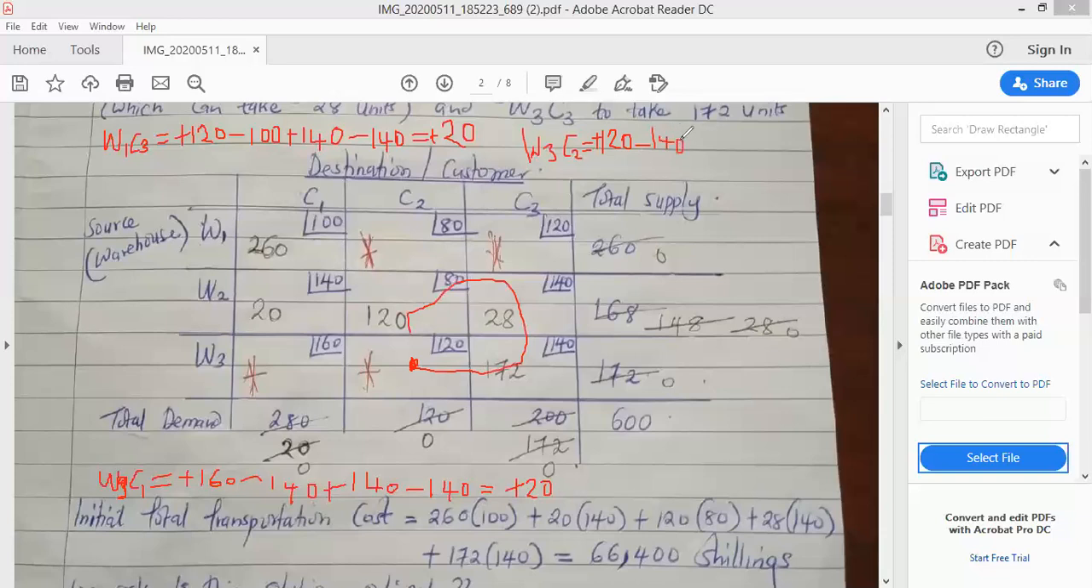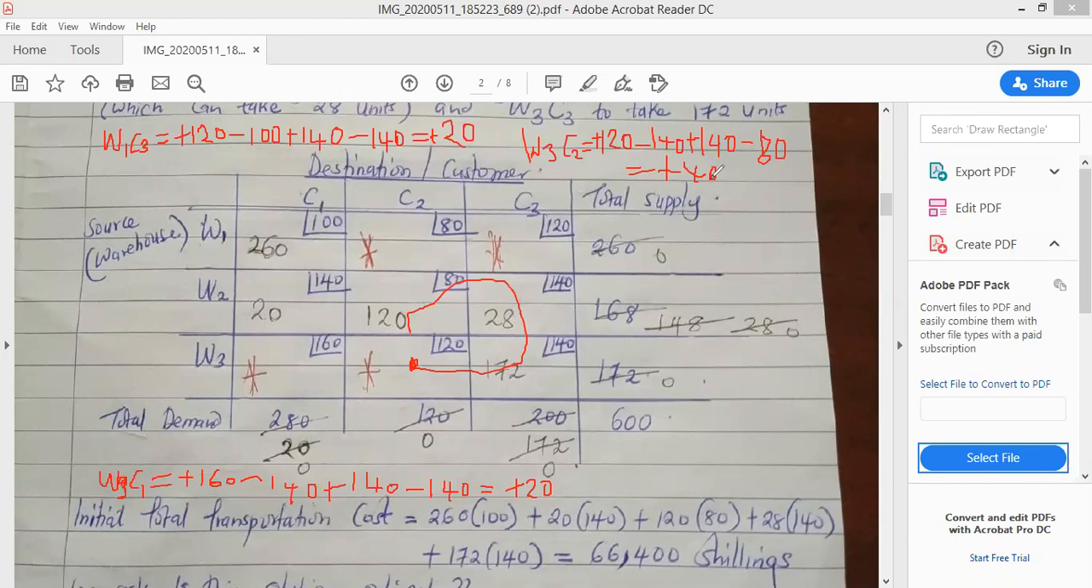Then another cell that has some amount. Here we have the 28 units. We take the unit cost, which is actually 140, and we are using a positive sign. And then lastly, we take away 80 as the unit cost. This is 80. So this will give us a figure of what? Let's do the calculation. This 140 and this will cancel each other. 120 minus 80, positive 40. Wow, this is good.